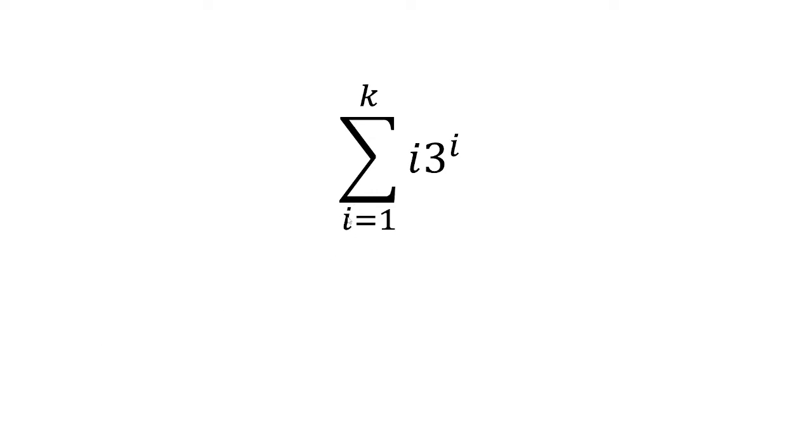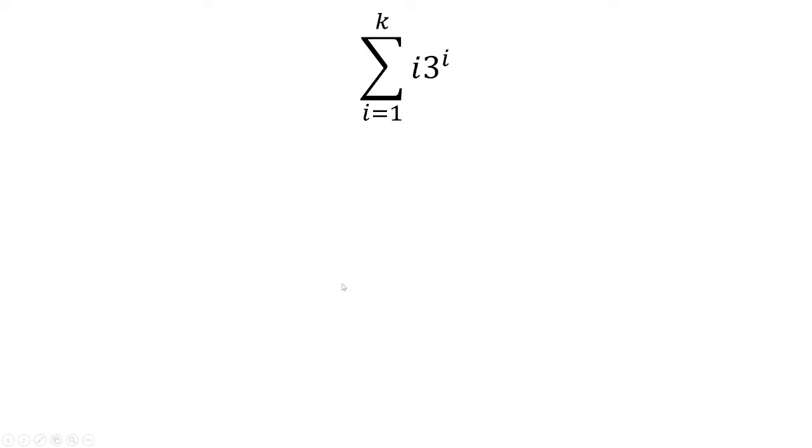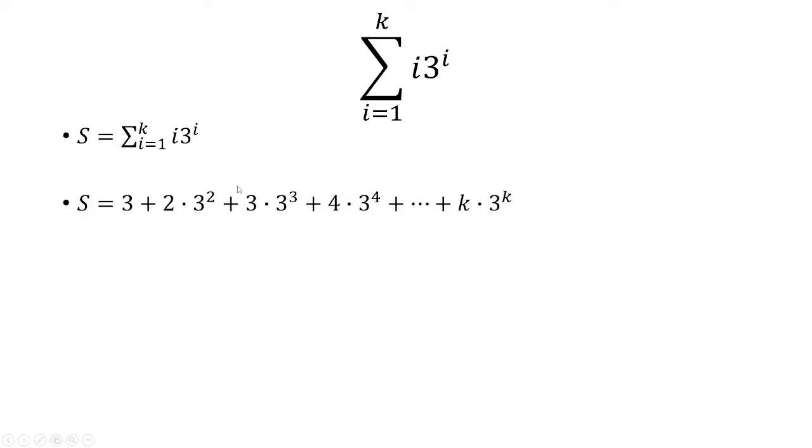In this video, we want to find the sum from i equals 1 to k of i times 3 to the i power. So let's call S the sum of this, and let's write out a couple terms. When i is 1, we have 3. When i is 2, we have 2 times 3 squared. And then we have i equals 3 is 3 times 3 cubed, all the way up to k times 3 to the k.